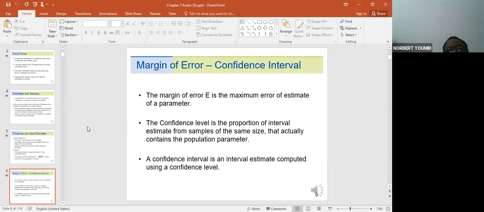In computing a confidence interval, we need the margin of error, which is the maximum error of estimate. We need to determine the difference between the statistic and the parameter and minimize that difference. The confidence interval is an interval estimate computed using a confidence level. Actually, the confidence level is the proportion of interval estimates that actually contain the parameter.